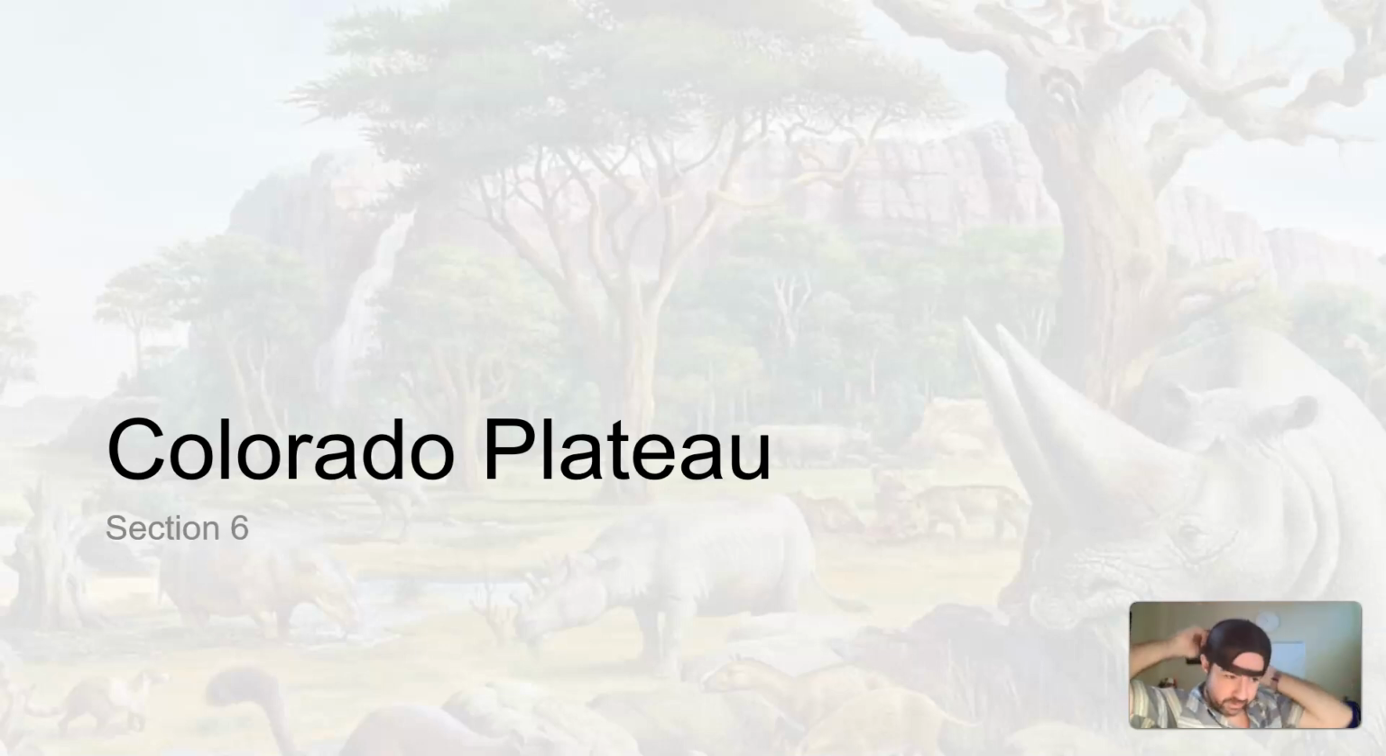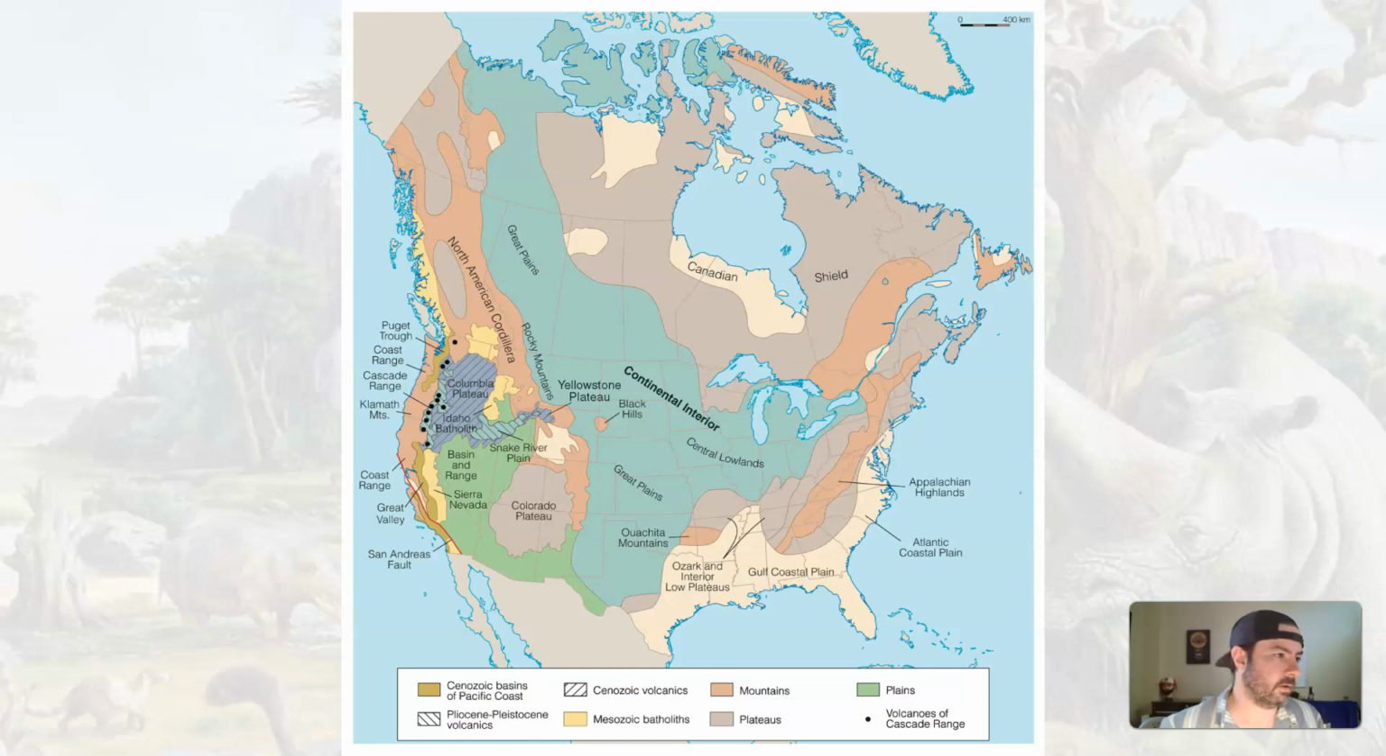All right, let's talk about the Colorado Plateau, which came to fruition also during the Cenozoic. Again, these aren't necessarily in chronological order. These are just particular events around the world that are notable for what they created geologically speaking. So we're talking about the Colorado Plateau area, this region kind of between Utah, Colorado, New Mexico, and Arizona.